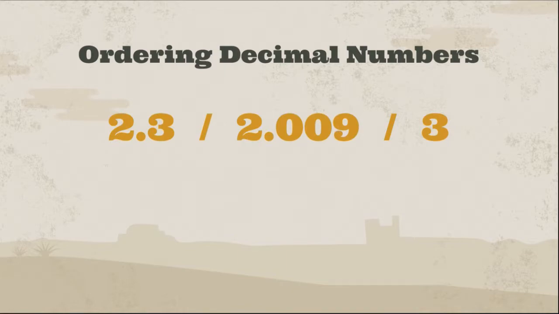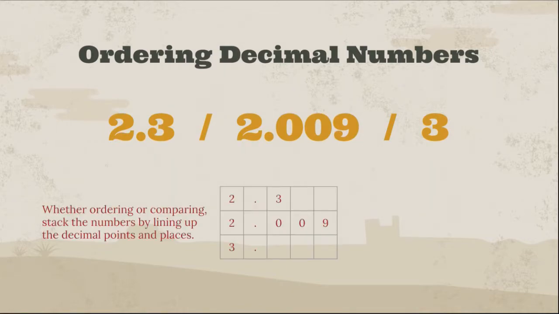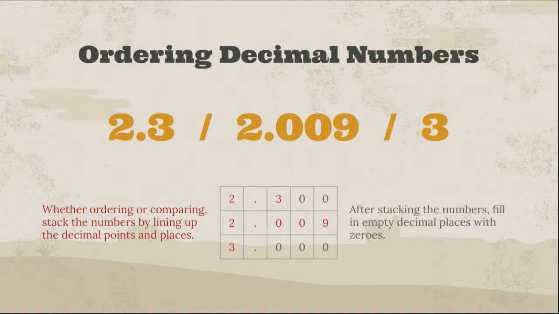So let's order these numbers. First things first, whether we're ordering or comparing, we're going to stack them. Two of the numbers have decimals. The 3 doesn't have a decimal, but since it's a whole number and it's in the ones place, I need to make sure that it's in the ones place, right along with the 2 and the other 2. Second step, we fill in with zeros. We want to make all of our decimal numbers the same length. Makes it easier to compare.